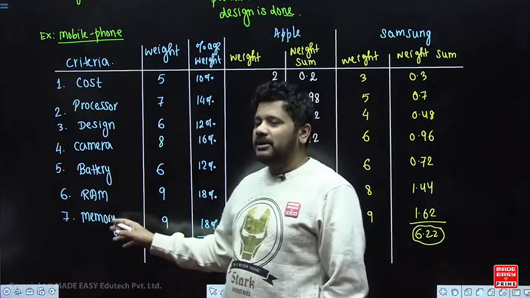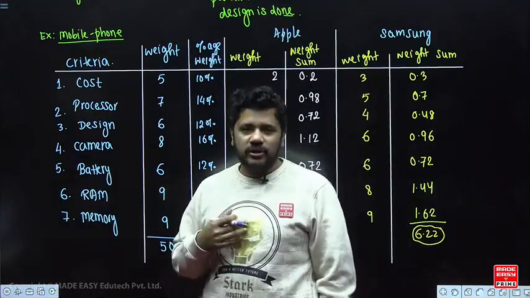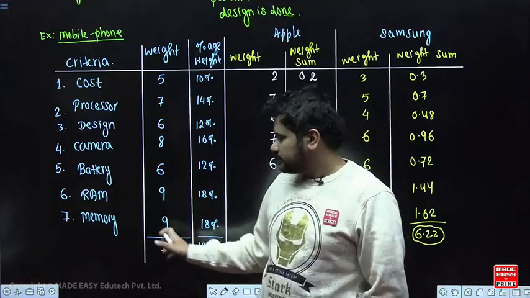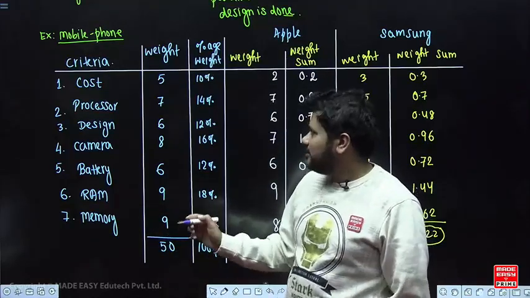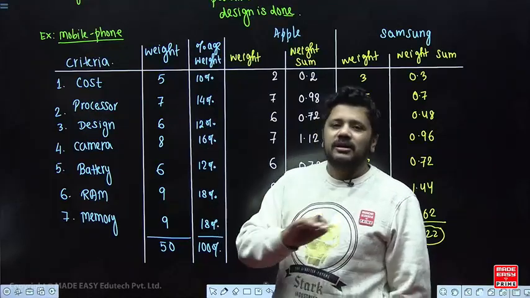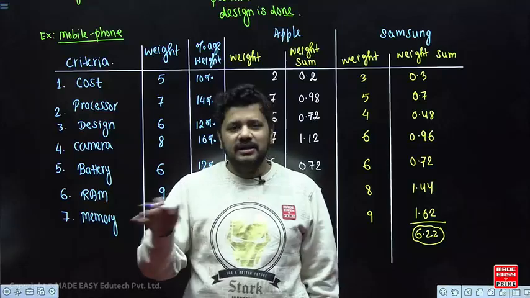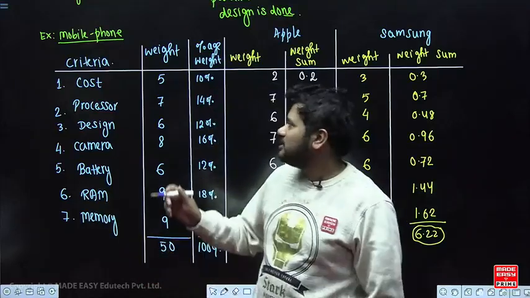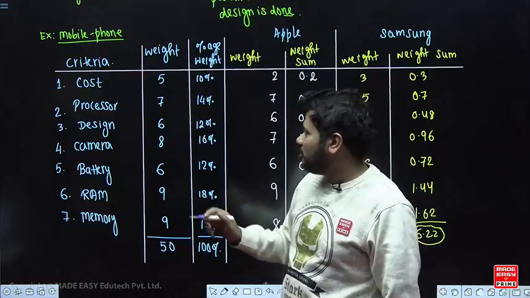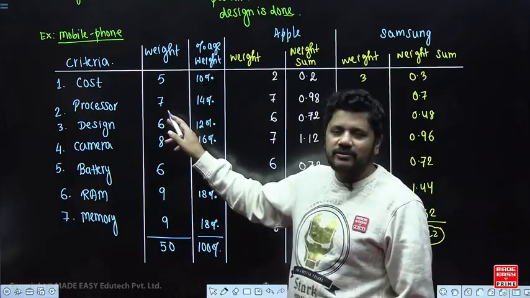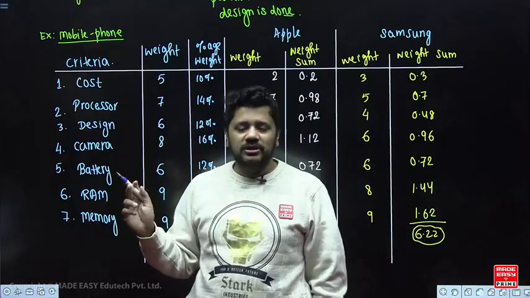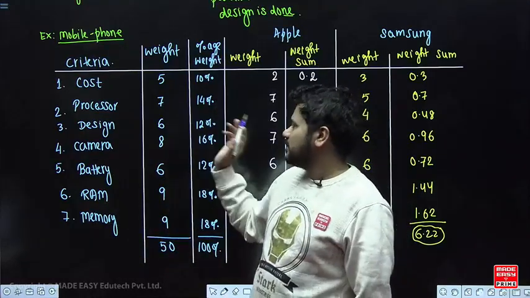For example, memory is the main criteria for the phone. I am going to purchase a phone and I want memory to be the highest, so out of a 10 scale I have given 9. Cost does not matter that much because Samsung and iPhone are at the same level of cost, so I have given 5, which is mediocre, meaning cost is not that important. Processor is important, so I have given 7. Design, from 1 to 10, its weightage is 6.